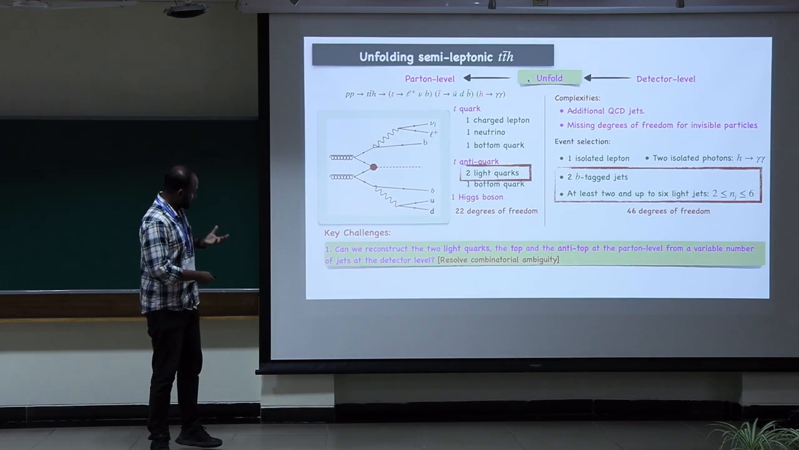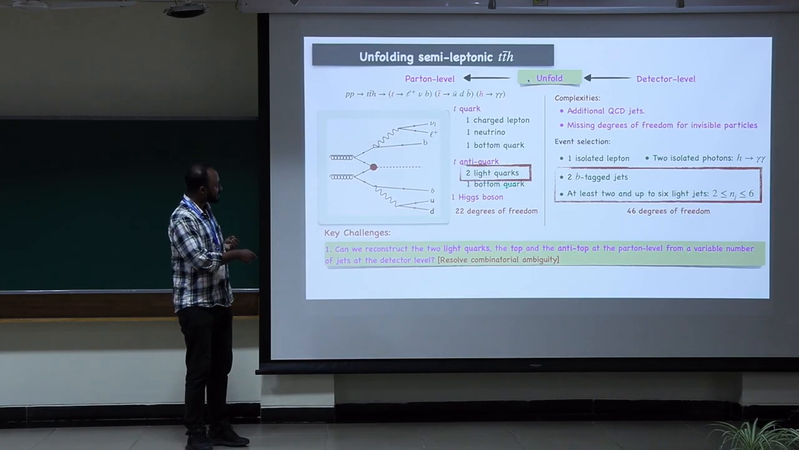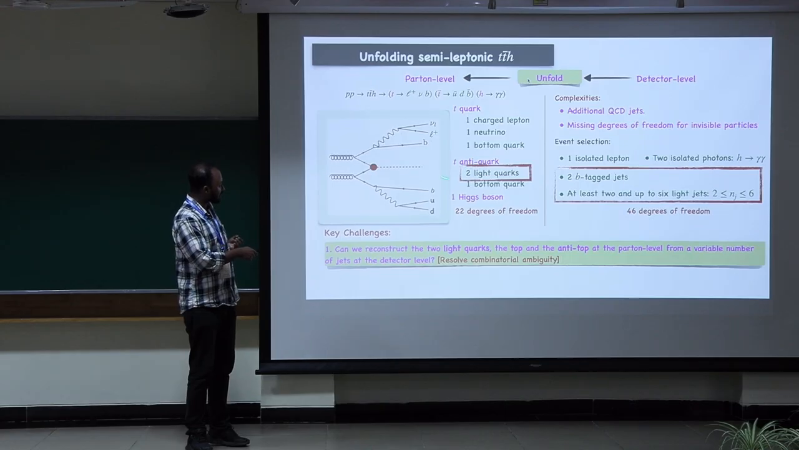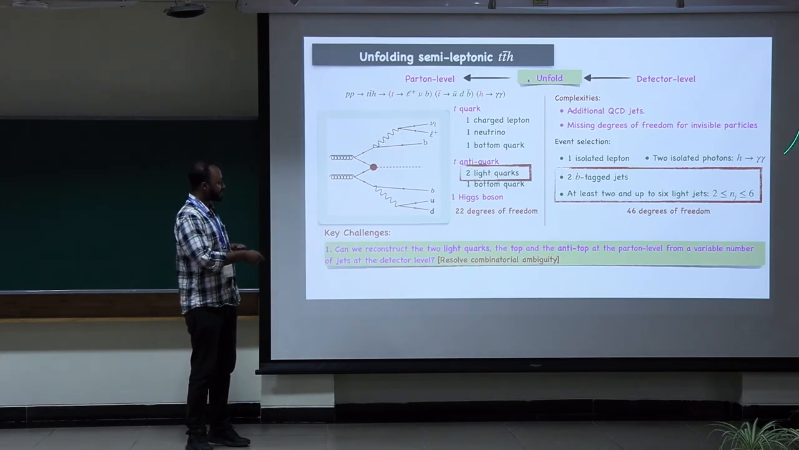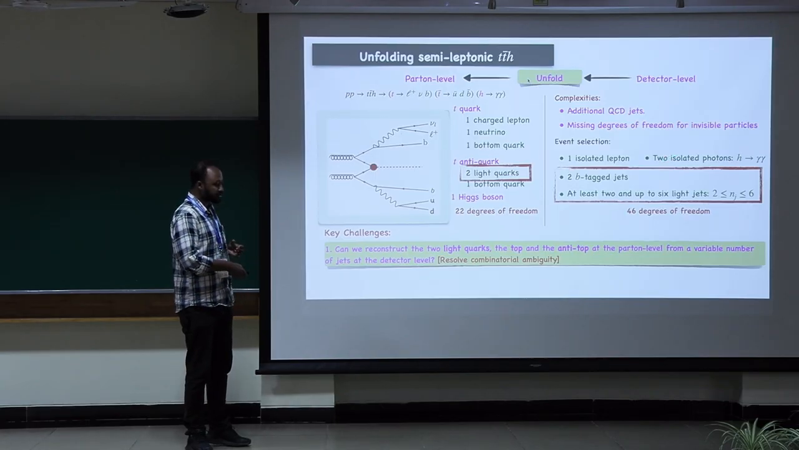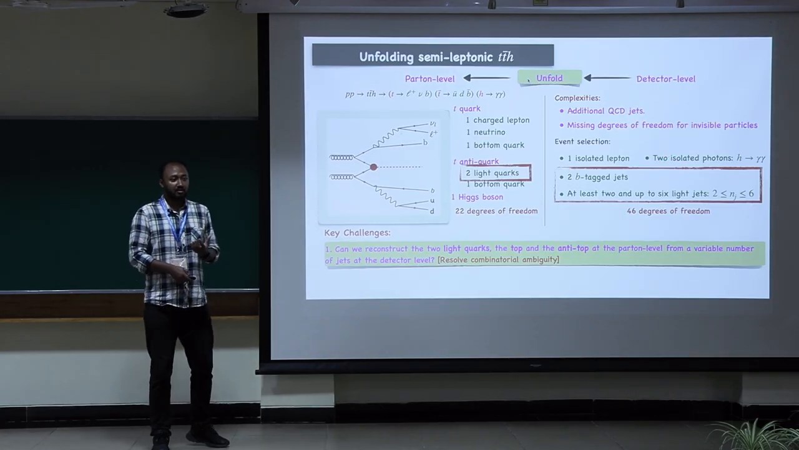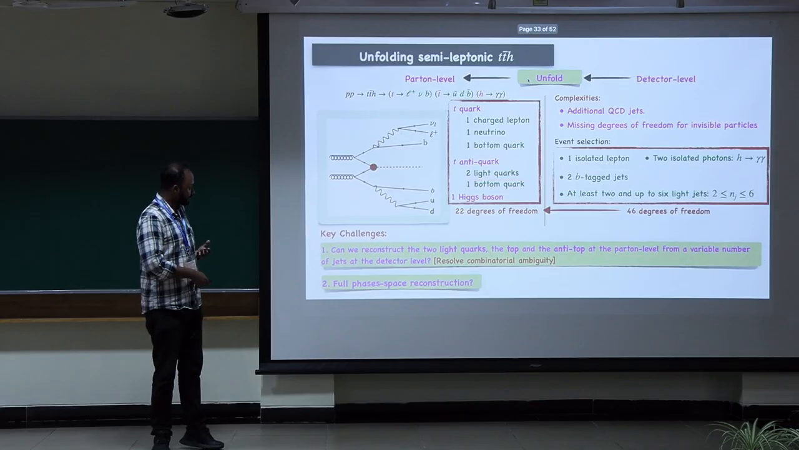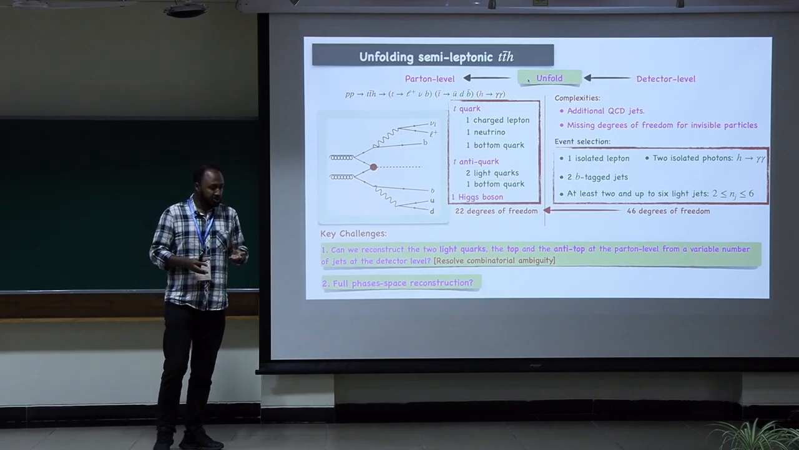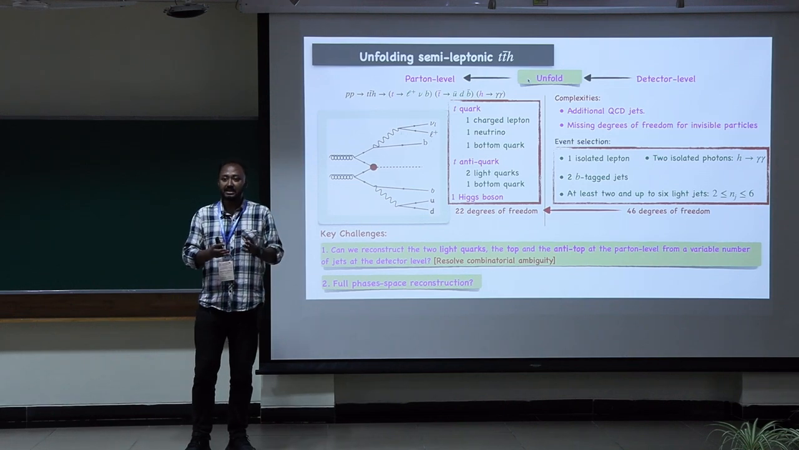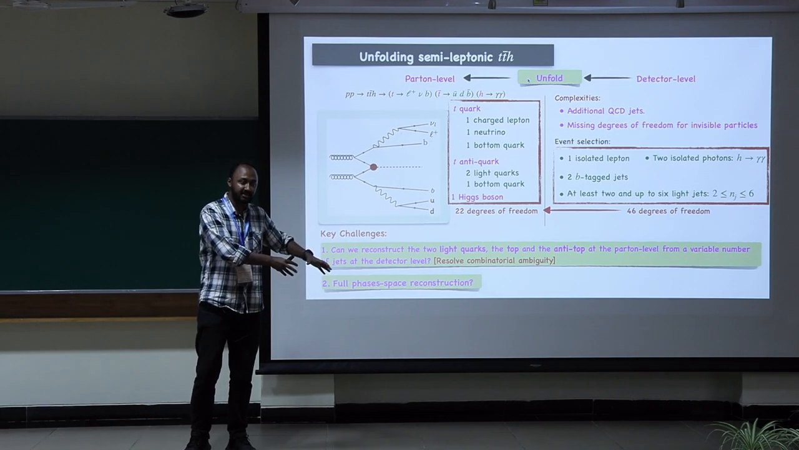So the first question is, can we reconstruct these two light jets, the top quark and the anti-top quark at the parton level from a variable number of jets at the detector level? This boils down to the question of resolving the combinatorial ambiguity in the jets. The second question is whether it's able to reconstruct the full phase space. We are training the network using certain variables, and we do expect that the network will behave nicely when it comes to these distributions.